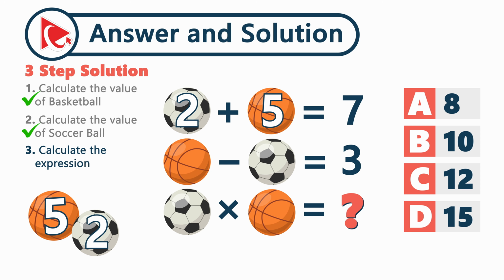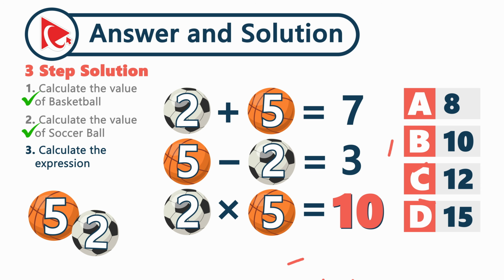Let's summarize. We've completed first 2 steps and we've learned that value of the basketball is 5 and the value of the soccer ball is 2. Now we are ready to solve the original expression. Remember the one? Soccer ball multiplied by basketball equals question mark. Cool thing about what we know now is that we know the values of both soccer ball and basketball. Let's substitute them. 2 multiplied by 5 equals 10. So the correct answer here is choice B, 10.